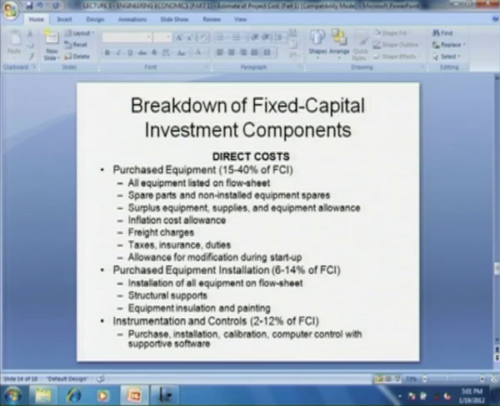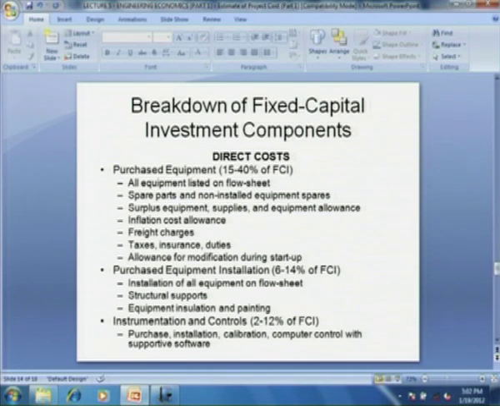So, all equipment listed on the flow sheet, then spare parts and non-installed equipment spares, surplus equipment supplies, equipment allowance, then inflation cost allowance, freight charges, taxes, insurance and duties, allowance for modification during startup. These are all, let us say, subcomponents of the purchase equipment component. Then purchase equipment installation. This is typically 6 to 14% of fixed capital investment.